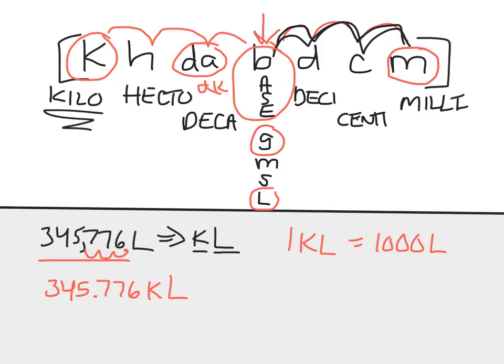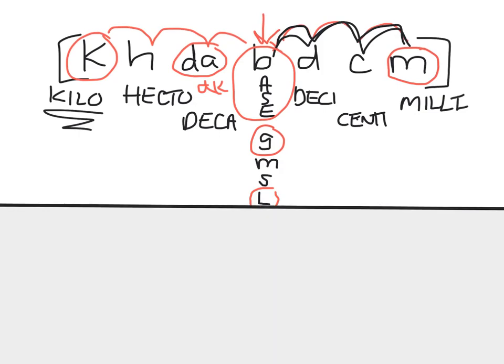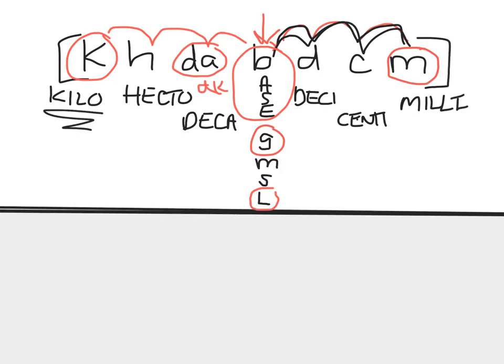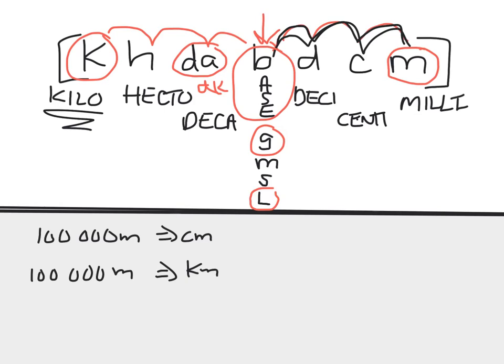All right, maybe let's do another example. Let's look at 100,000 meters and see if we can convert it to a few different things. So I'm going to take 100,000 meters and convert it to centimeters. I'm going to take 100,000 meters and convert it to kilometers. I'm going to take 100,000 meters and convert it to hectometers.